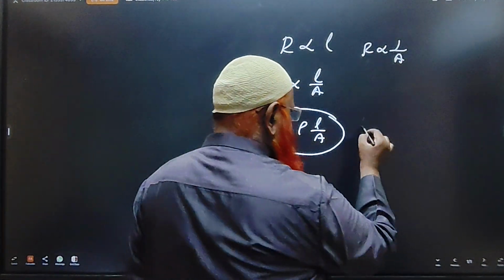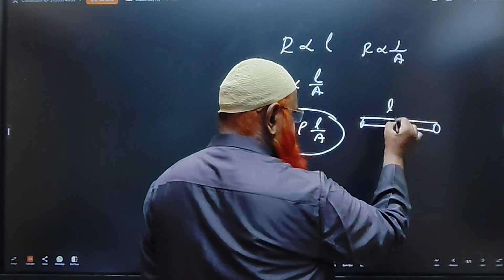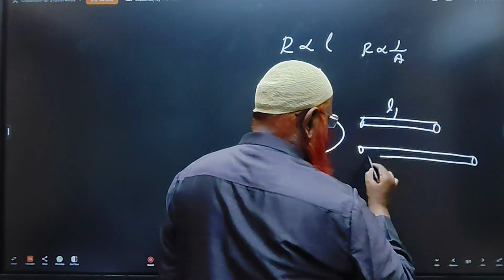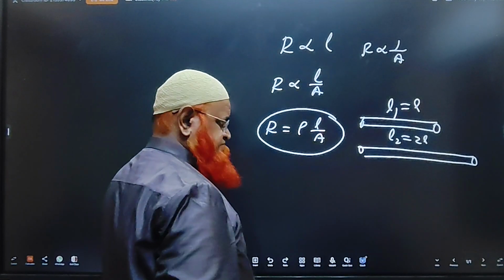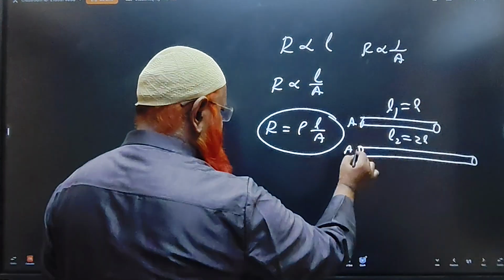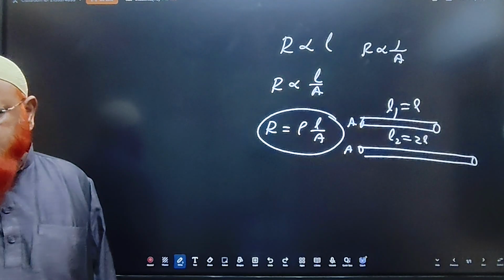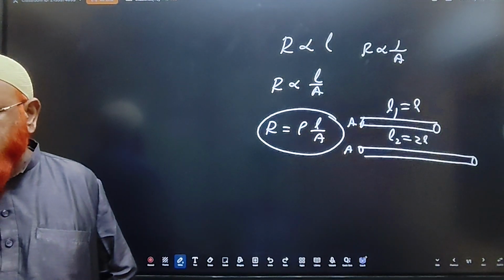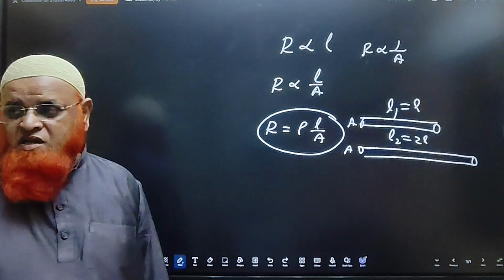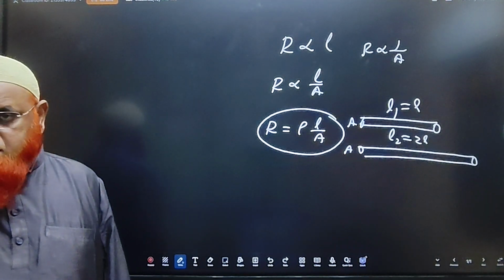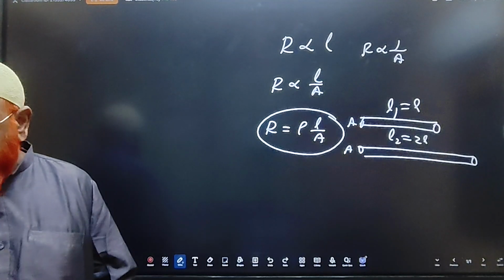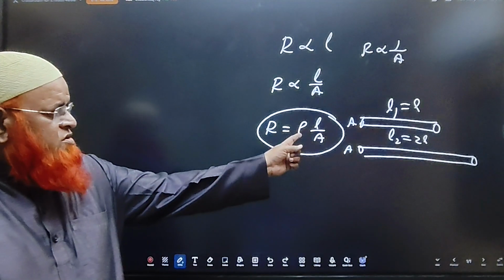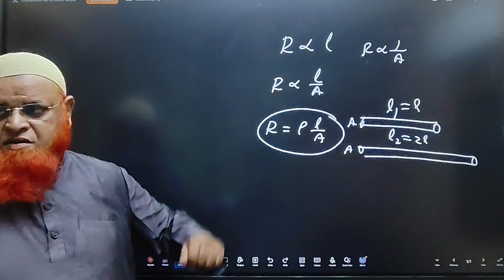If the wire is having length L1, if the length of the wire has been doubled, if L1 is L, L2 is 2L, okay, and area of cross section is same, then what happens to the resistance? When length is doubled, what happens to the resistance? Double. It is also doubled because it is a direct relation.